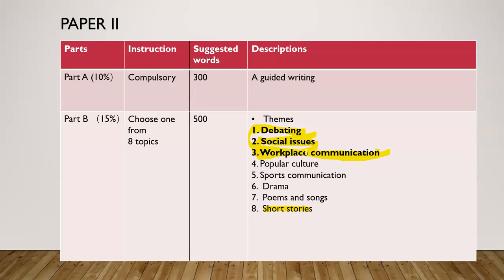For debating, social issues, workplace communication, you need to have good argumentative skills. And what's more, these 3 themes are the topics for SBA Part B in our school. Normally, we will ask you to introduce a social issue or a debate or workplace communication. So you should be able to describe and talk about these 3 issues.